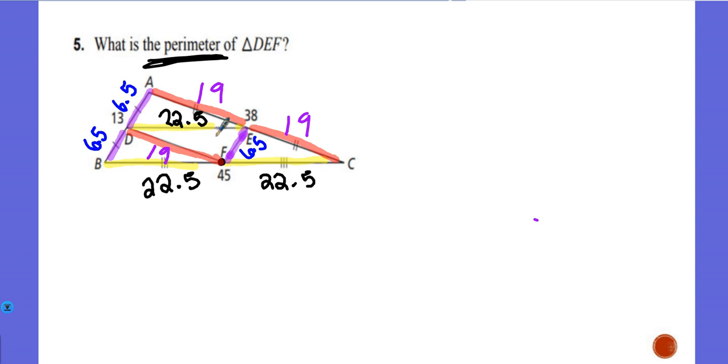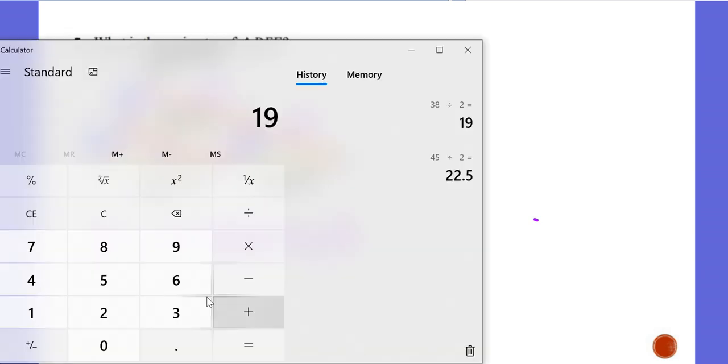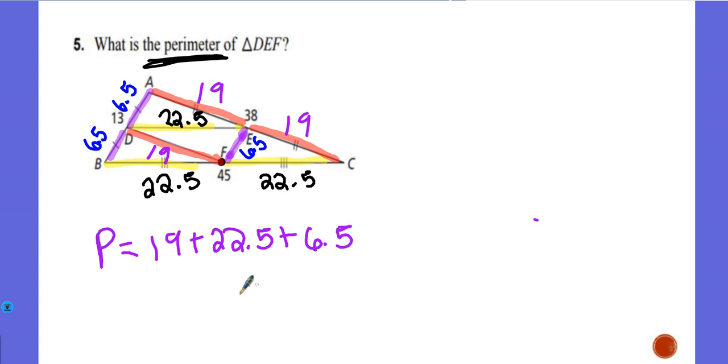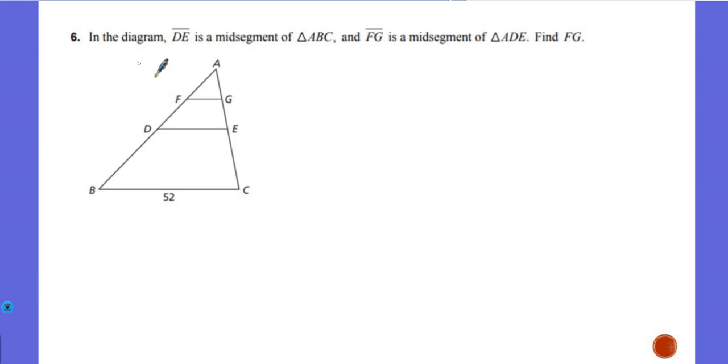So now all I need to do in order to find the perimeter of this triangle is add all the sides of the triangle in the middle together. So P is 19 plus 22.5 plus 6.5. And let's grab the calculator again. So we get 19 plus 22.5 plus 6.5, and it's 48. So the perimeter, P, equals 48. And we're done with that problem. Okay? Let's go to number 6.